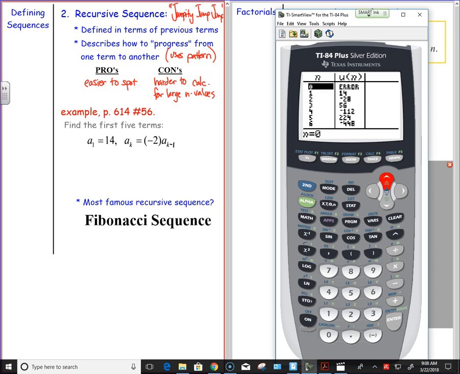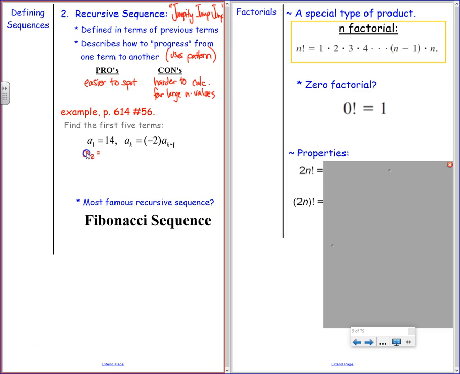So, did you guys figure out the pattern? What was the pattern that this recursive formula was trying to show? Multiply by -2 every time, which is why your a sub 2 should have been -28. You guys keep going. A sub 3 is equal to positive 56. A sub 4 is equal to negative 112. A sub 5 is equal to 224. And that's exactly what the calculator just showed.